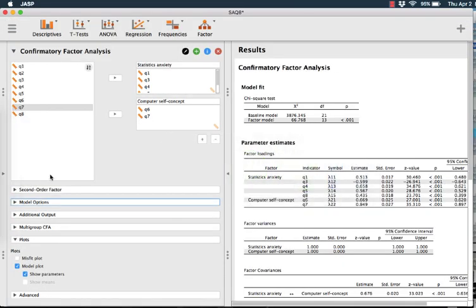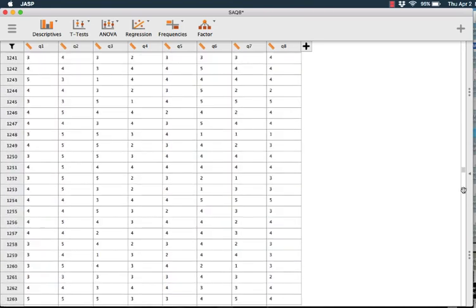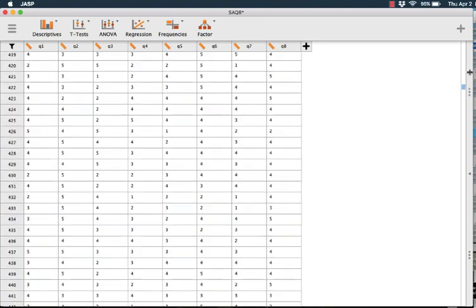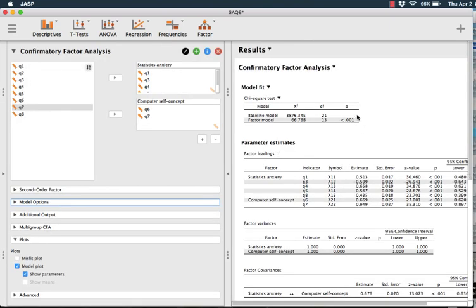Well, if you remember our original data set, we have a lot. I'm going to scroll all the way down to the bottom. We have an N of 2,571 observations. That's a very large N, and that could potentially be the reason that we're rejecting the null, even though it's actually a reasonably good fit.